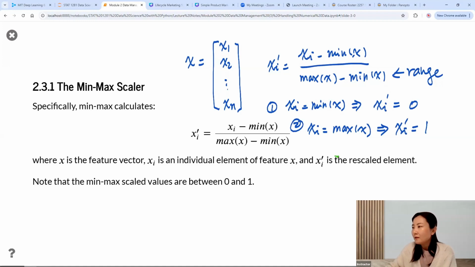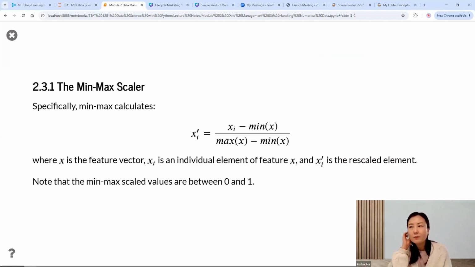So the transformed data value xi prime will be equal to 1. So these are the 2 extreme values. And in normal cases, xi are in between min x and max x. So consequently, the transformed value xi prime must be in this range, okay? From 0 to 1 inclusive, right? So this is called a min-max transformer. After you transform the data, the vector, all of the values are between 0 and 1.